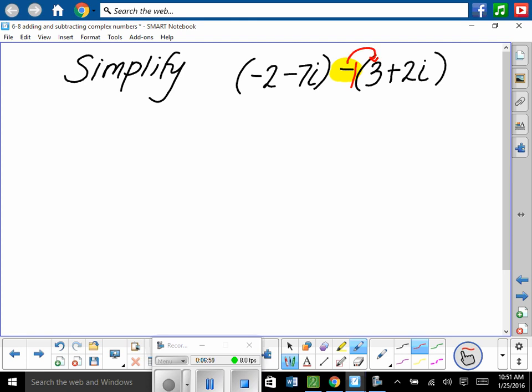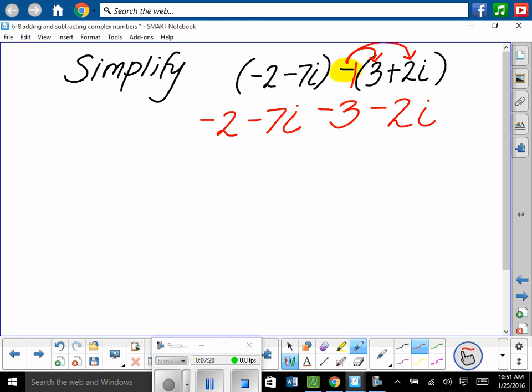Negative 1 times 3. Negative 3. Very careful here. Negative 1 times positive 2i. Negative 2i. Now the nice thing is we've taken care of the subtraction sign. And now this front part we can just drop down. Negative 2 minus 7i. Questions on distributing that negative through? We're not going to miss it today.